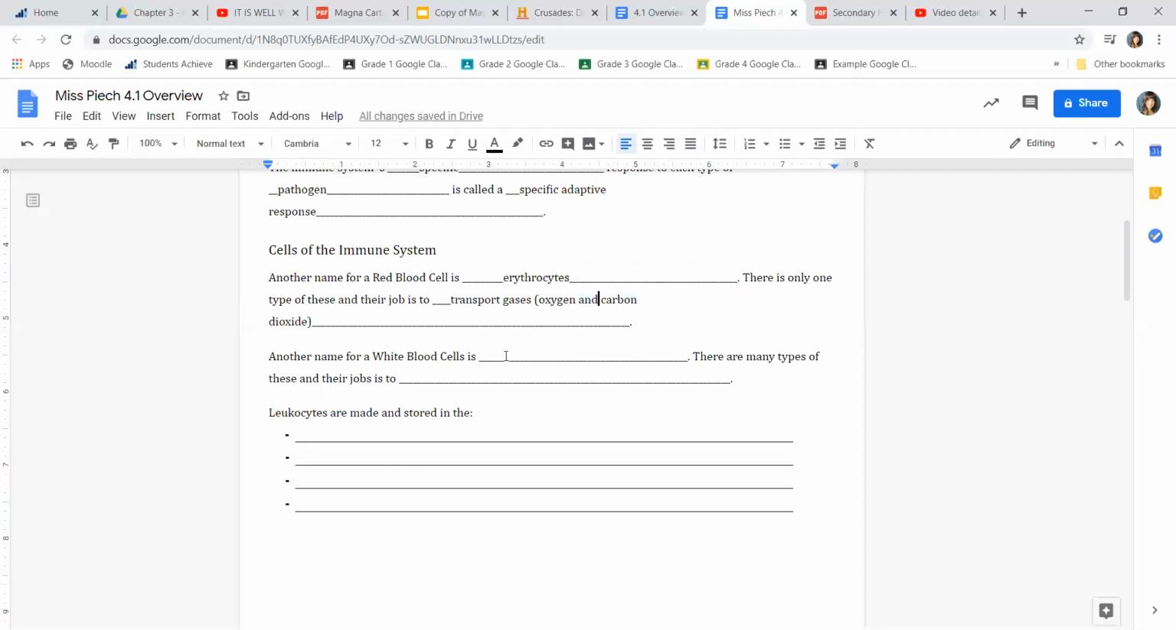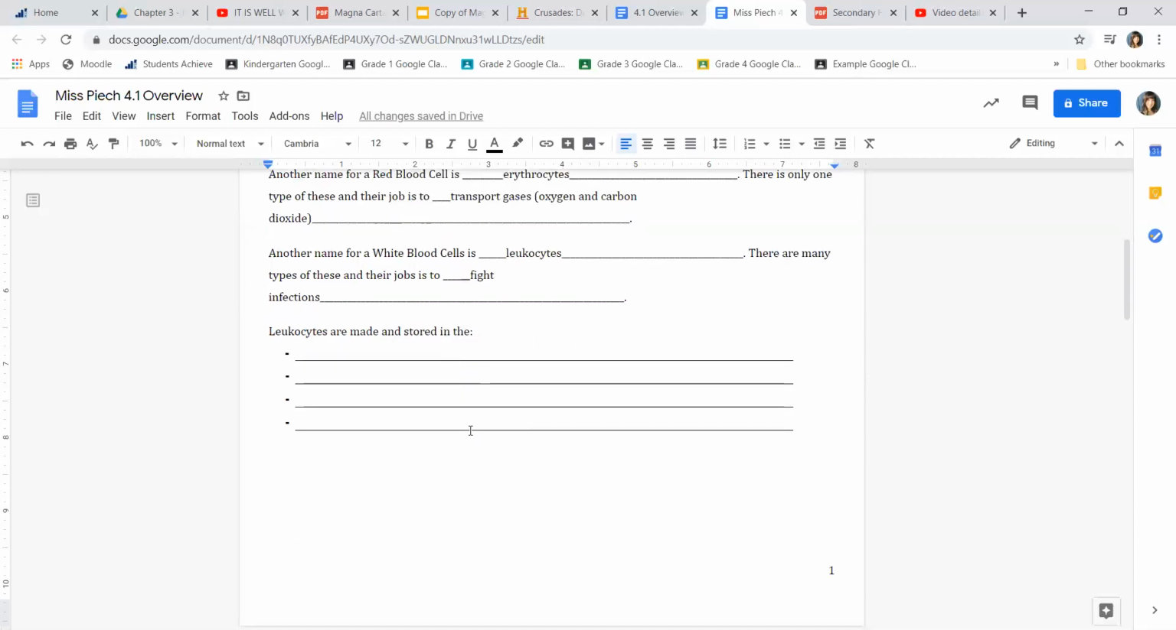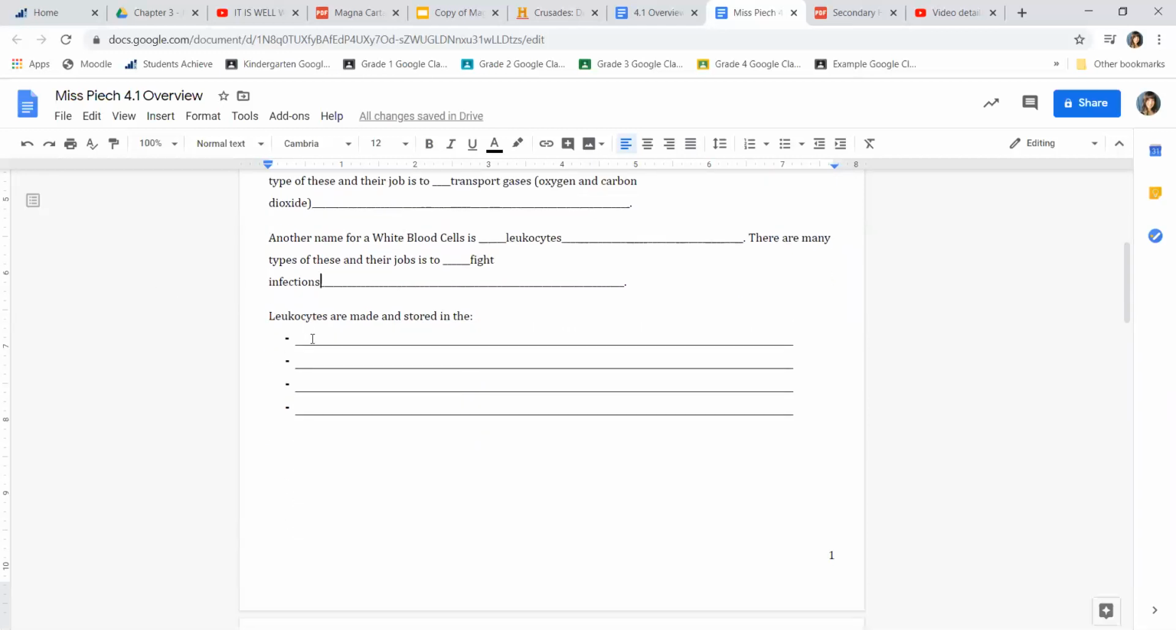Now, another name for a white blood cell is leukocytes. Hoping I'm not butchering the pronunciation of this. So now there's more than one of these. There's quite a few of them, and their job, plain and simple, is to fight infections. Now, with our leukocytes, they are made and stored in a few areas. We have the bone marrow. We also have the thymus, spleen, and the lymph nodes. And we'll be getting into a little bit more of that later on.